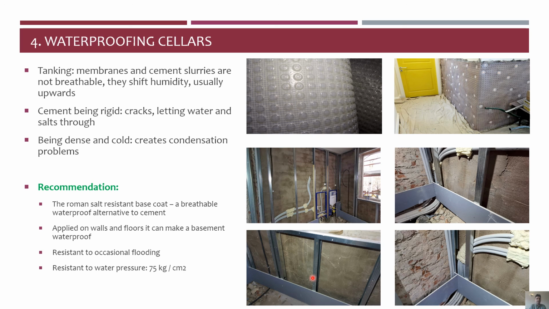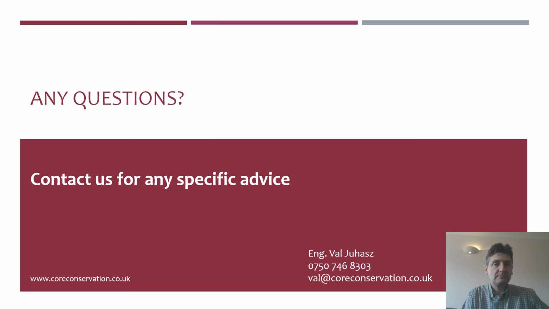plasterboard mounted on battens. This plaster can also be applied on the floors in the basement, so you can apply it the same way on the floors to resist flooding and water pressures. If you have high water table situations, when the water kind of seeps through, if you line the walls and the floor with this plaster, reinforced around the edges, it resists water pressure up to about 75 kilograms per square centimeter, as stated by the manufacturer.